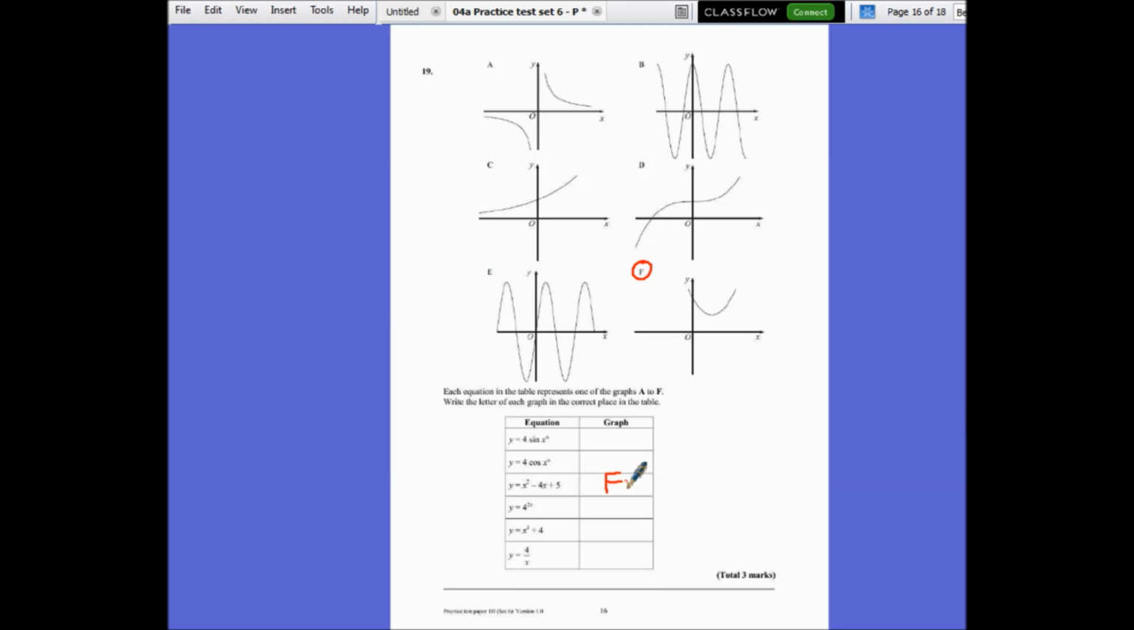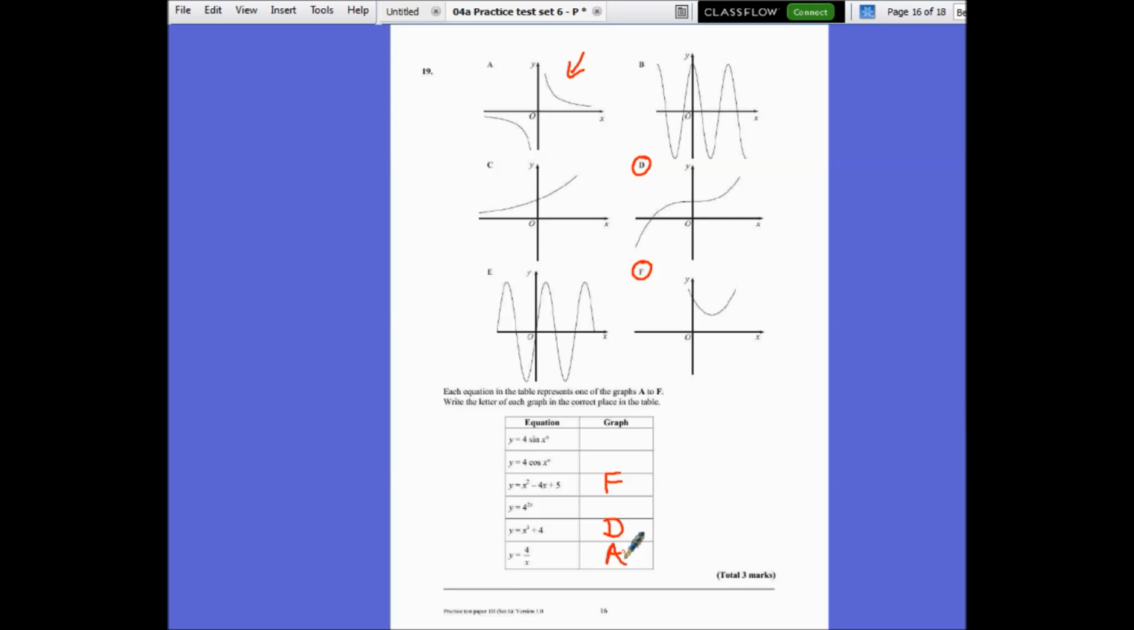The next easiest one to look at is a cubic graph. So the only cubic graph that we've got is D, which gives us that S shape. So the only cubic graph on there is the fifth one down. So that x cubed plus 4 must be D. The third one I would look at is the reciprocal graph. So a reciprocal graph always gives us these asymptotes here. So that means 1 over x, or a number over x. So an asymptote must be that one there. So that would be graph A.